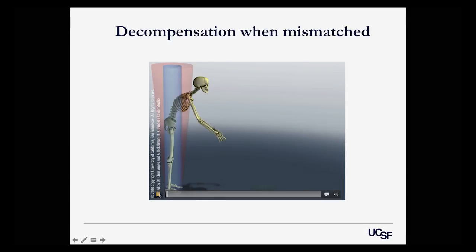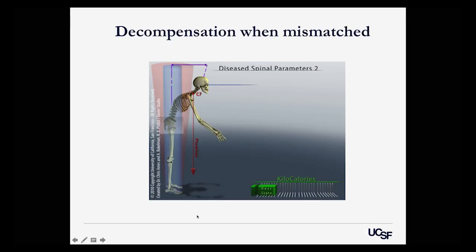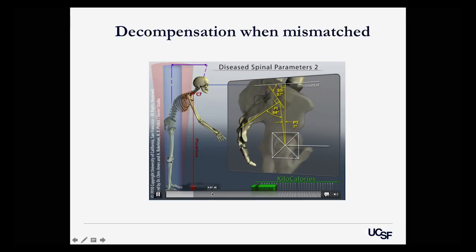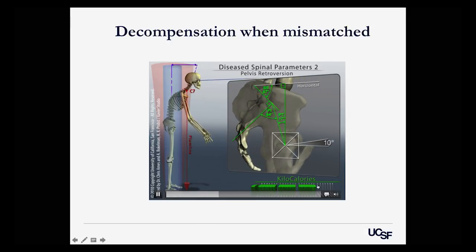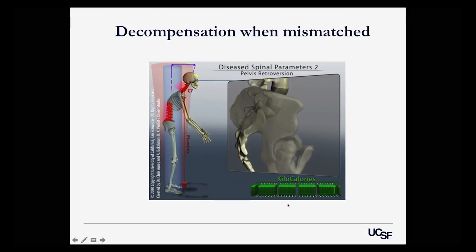When a patient's spinal deformity has left them outside of this mismatch of their pelvic angle and their lumbar lordosis, they use all of this extra energy just to keep themselves upright. And eventually they get to a point where they can no longer do this throughout the day, and they may use some alternative mechanisms of functioning through daily activities, such as using a walker.